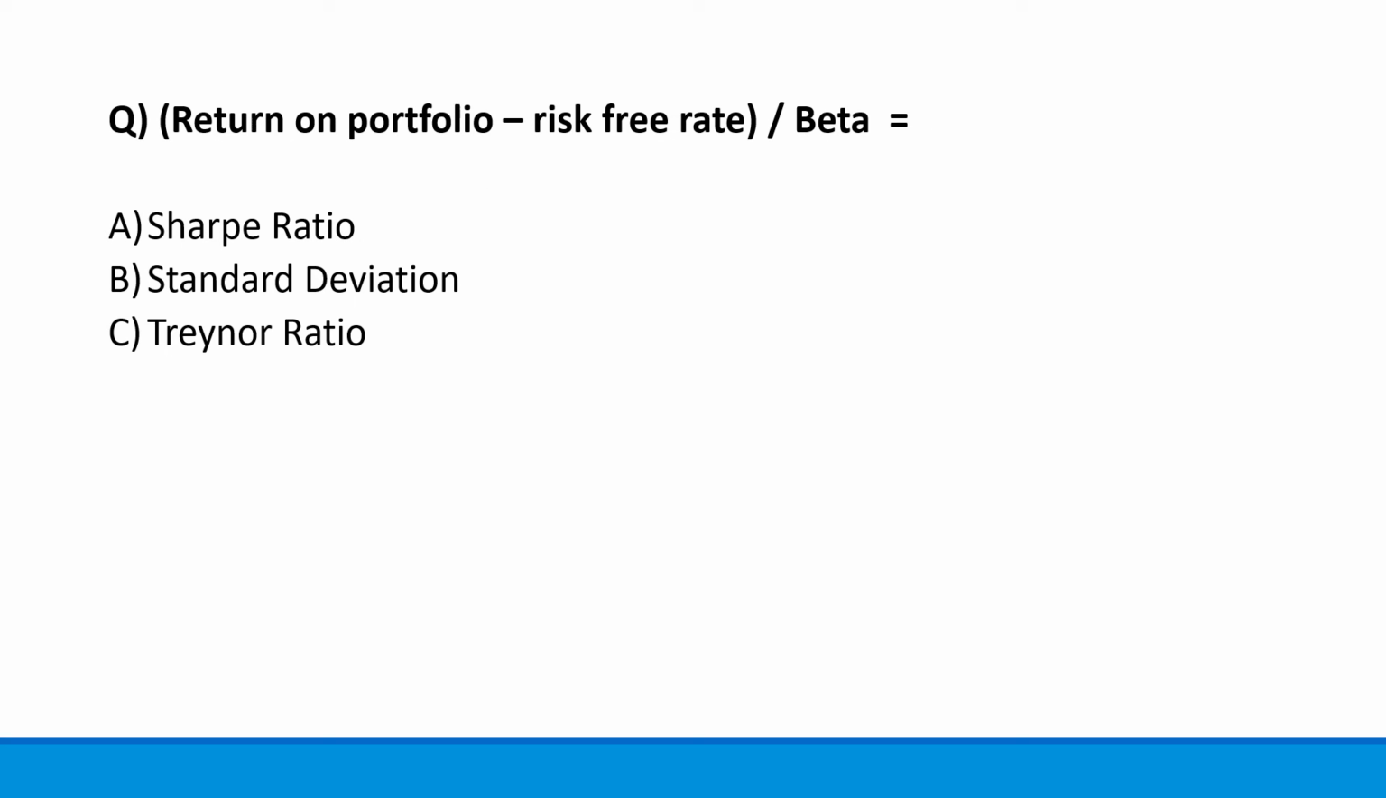Return on portfolio minus risk-free rate divided by beta equals option A, Sharpe ratio, option B, standard deviation, option C, Treynor ratio. The correct answer is option C, Treynor ratio.